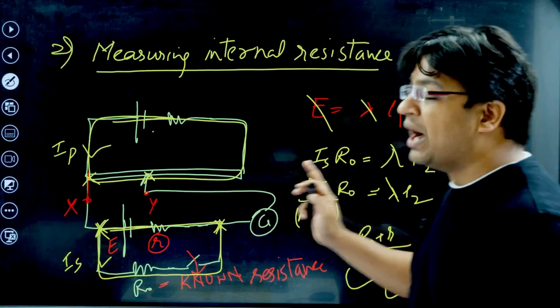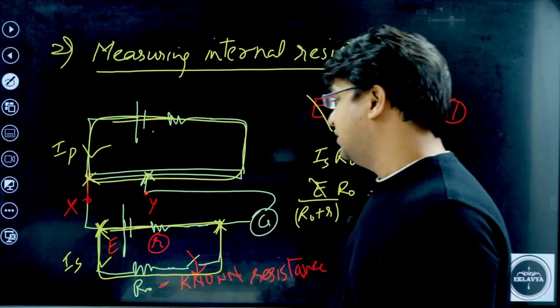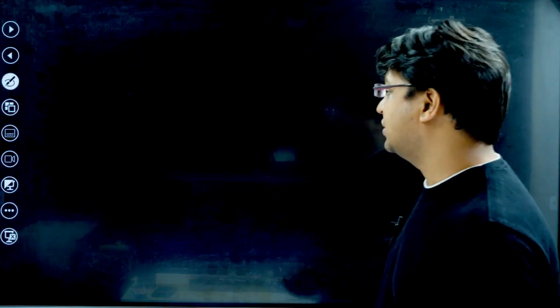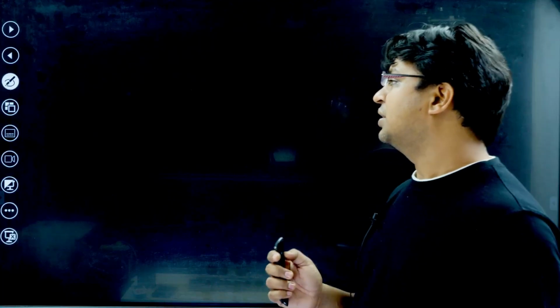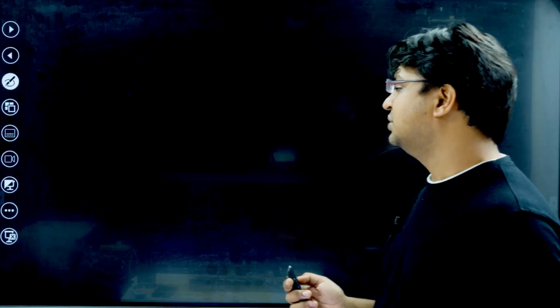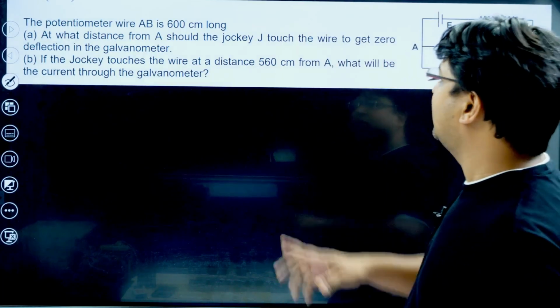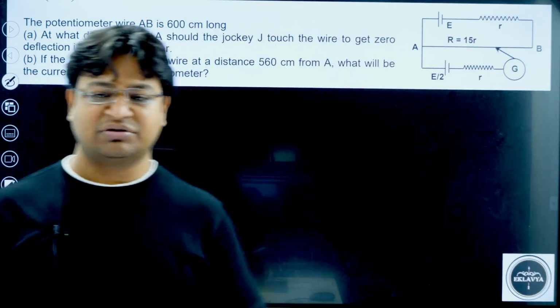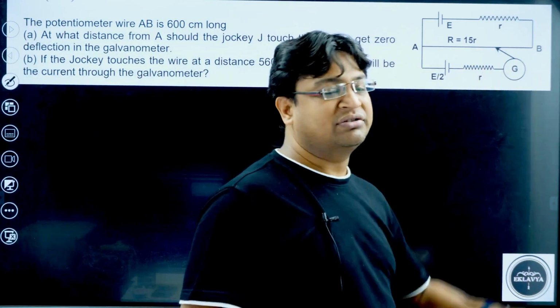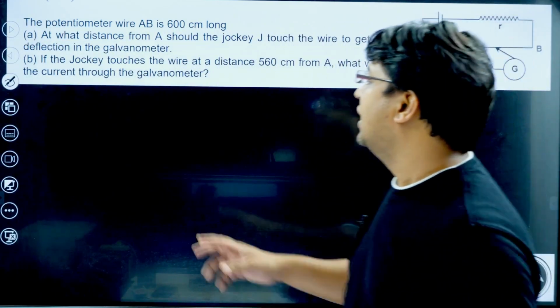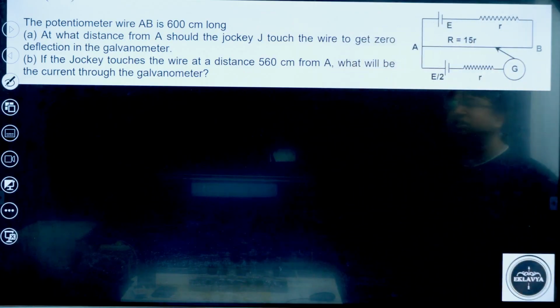Now, to highlight the point that I was indicating, that it would be a three-loop circuit, let me give you a question, guys. It's a very good question, a fabulous question. Let me do that question with you. Here, the potentiometer wire AB is 600 centimeters long, a 6 meter wire. At what distance from A should the jockey J touch the wire to get zero deflection?